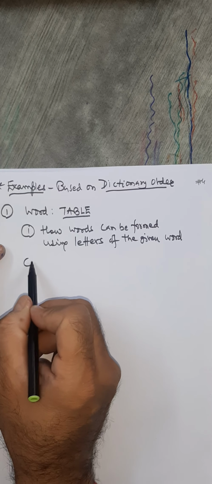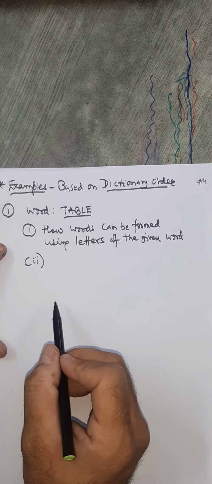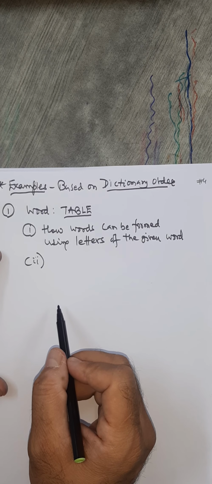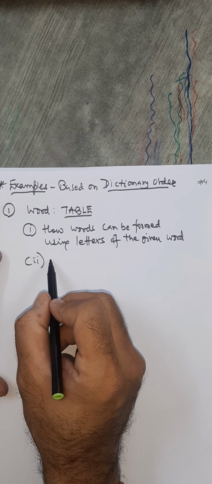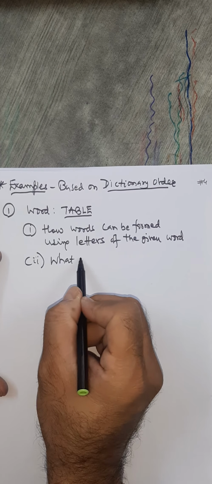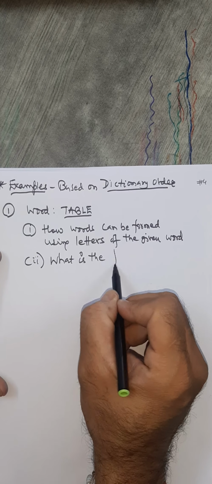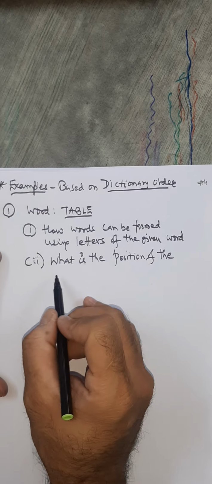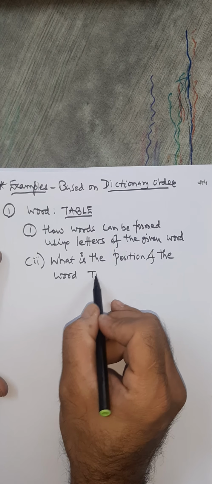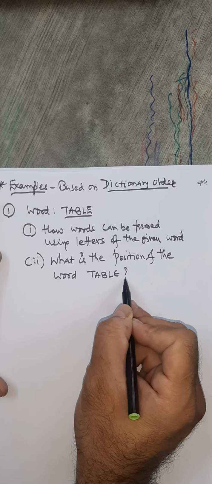Second question is here, if all these words are arranged according to dictionary order, what's the position of this word? That's as per dictionary order. That's the next question. What is the position of the word table? Okay, so this is what I want to discuss. We had one question from the illustration, but this is little bit different. So I'll discuss the solution to this.